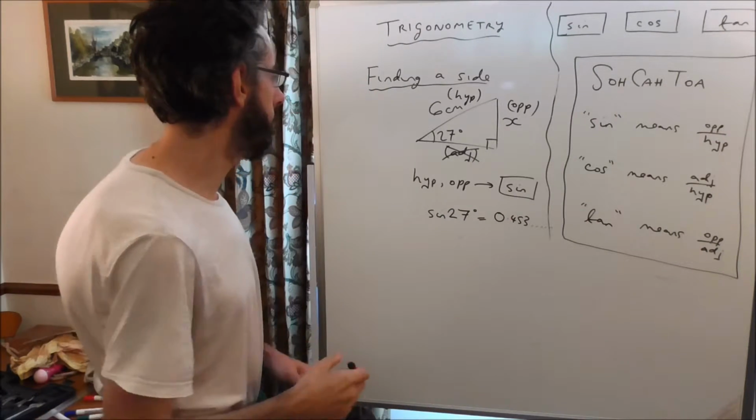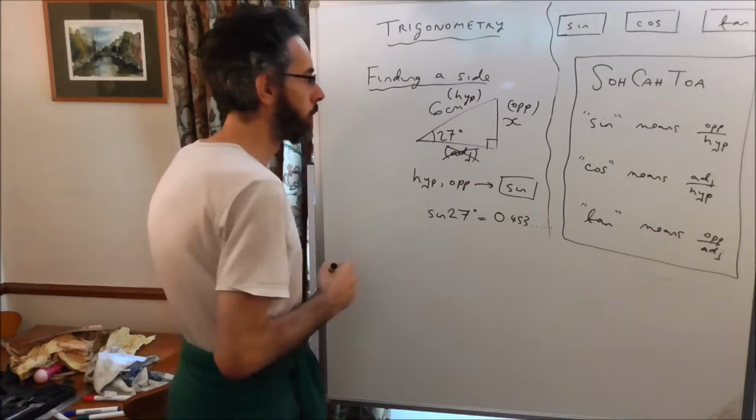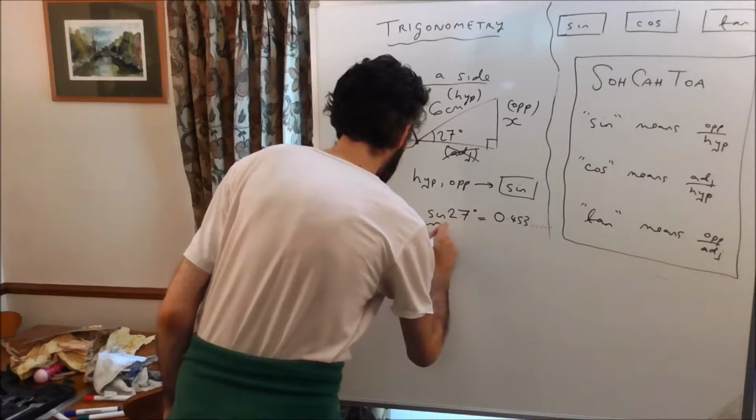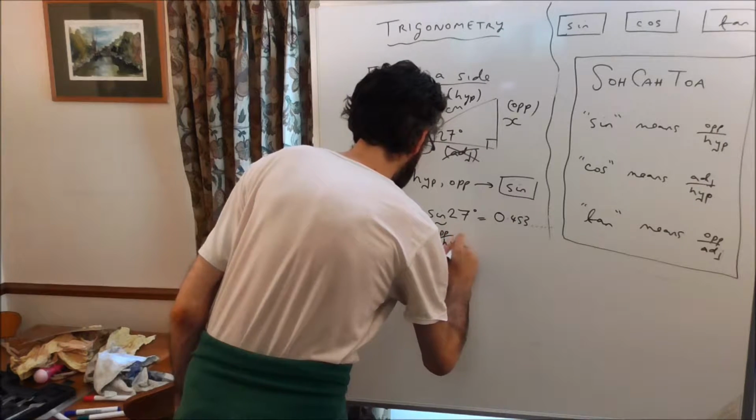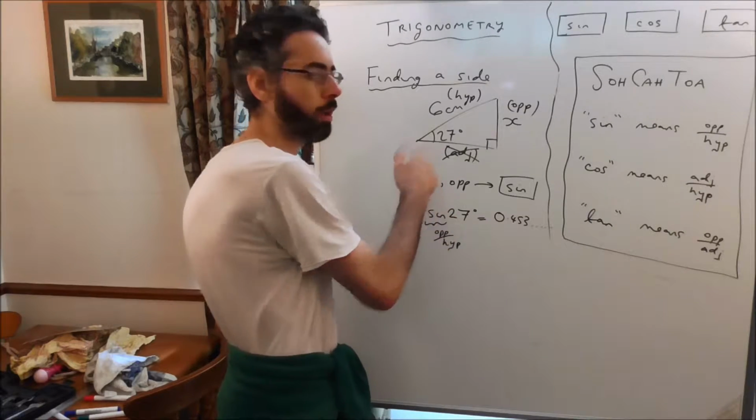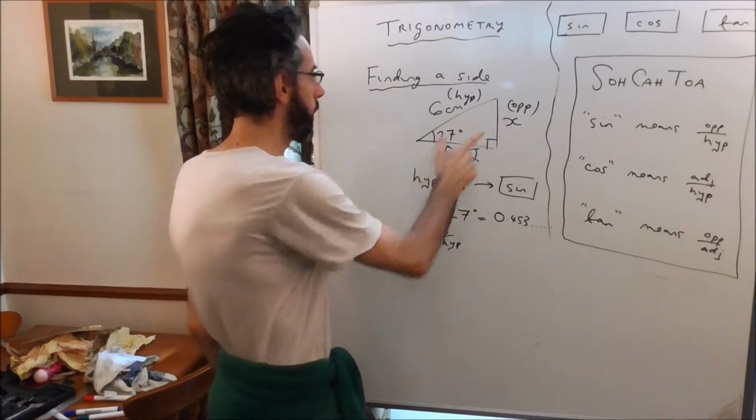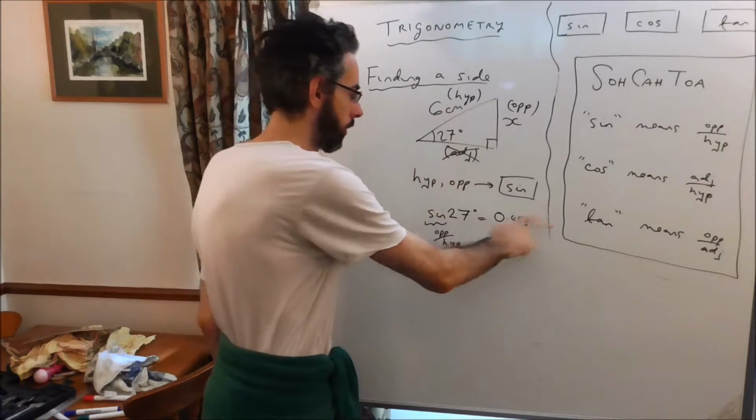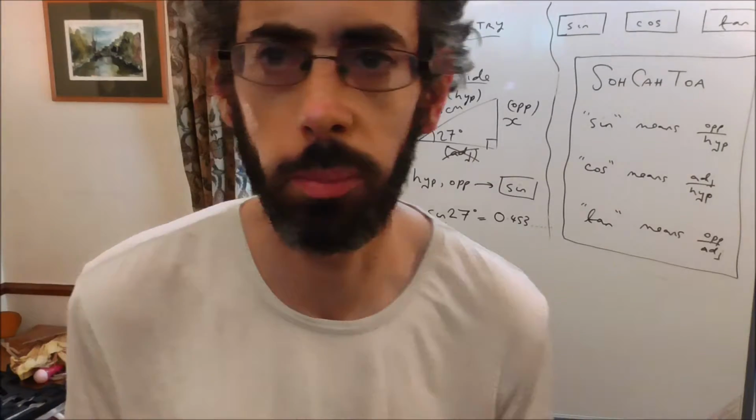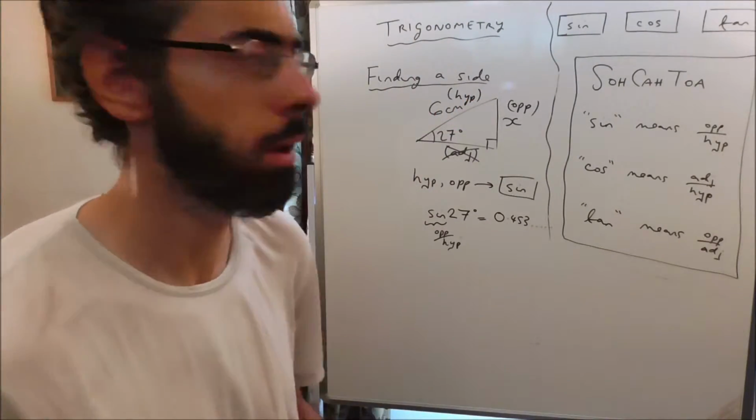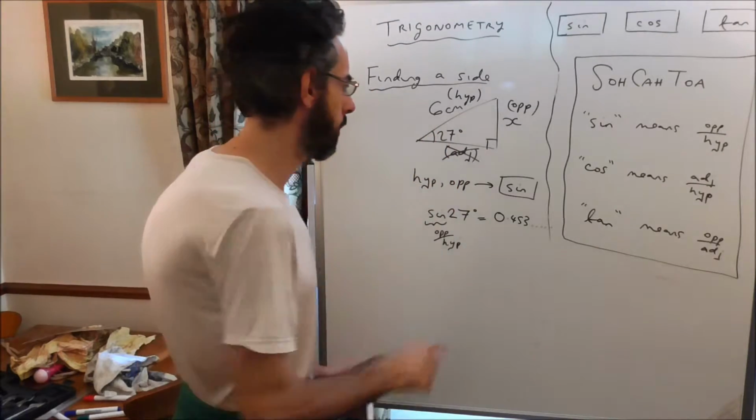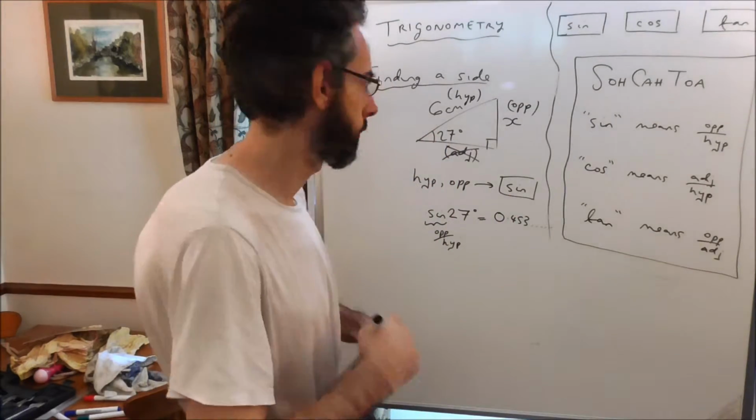Now, what does this mean? Well, sine means opposite divided by hypotenuse. So I'm just going to write that over here. Opposite over hypotenuse. So the calculator is telling us that when the angle is 27 degrees in a right angled triangle, the opposite side divided by the hypotenuse is this number here, 0.453. So it's telling you the relationship between the two sides, sort of their ratio. It's saying that opposite divided by hypotenuse, if the angle is 27 degrees, is 0.453.